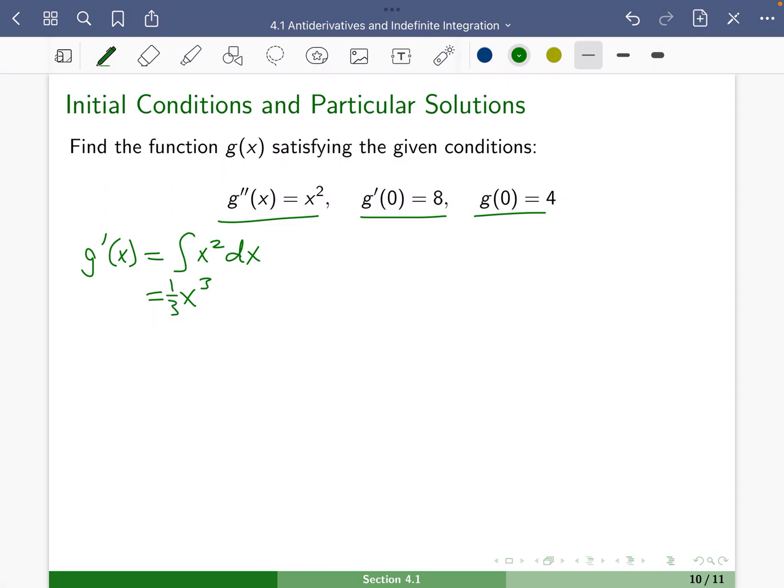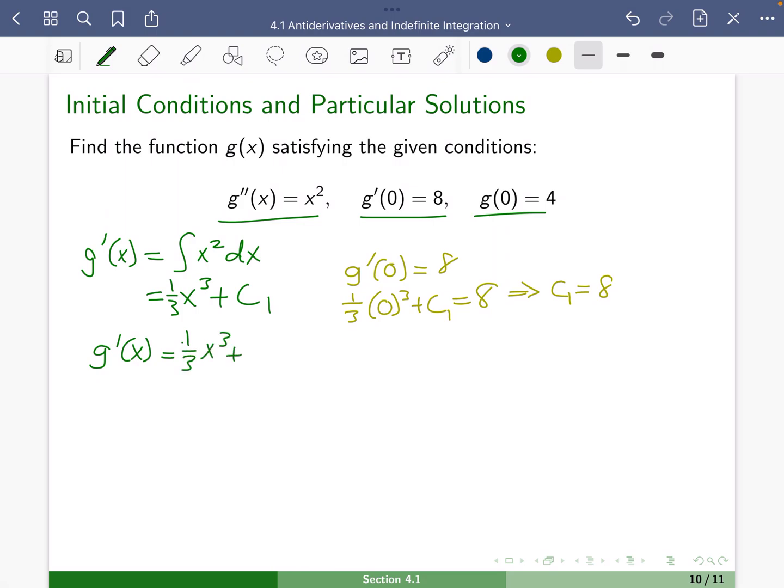Plus c. Now, what do we know about the derivative? Well, we know that g prime at 0 is equal to 8. So 1/3 times 0 cubed plus c is equal to 8. So c is 8. Actually, I might call this c1, just so later on, when we see another c, it doesn't get confusing which c we're referring to. And so now, at this point, we know that g prime of x is 1/3 x cubed plus 8.